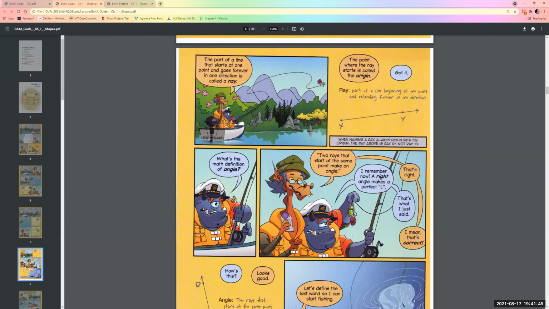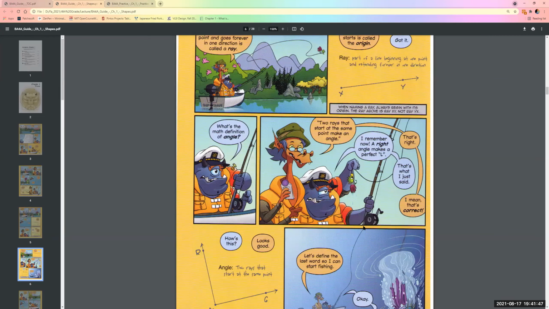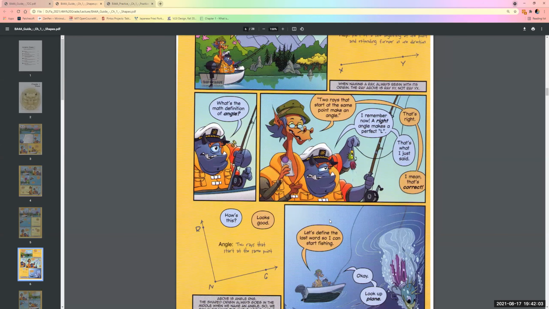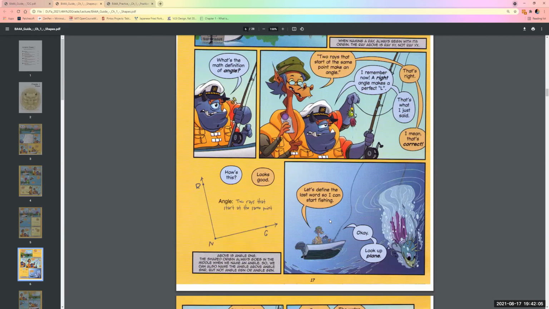What's the math definition of angle? Two rays that start at the same point make an angle. I remember now. A right angle makes a perfect L. That's right. That's what I just said. I mean, that's correct. How's this? Looks good.